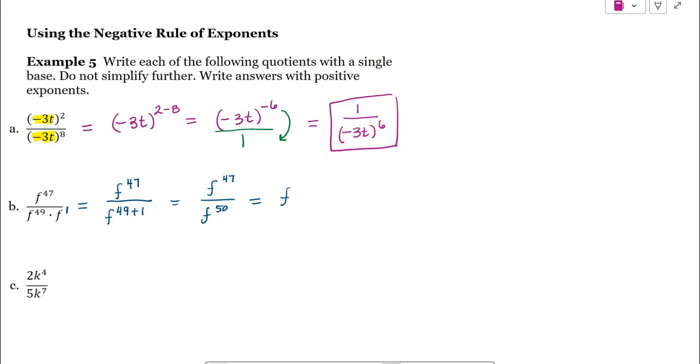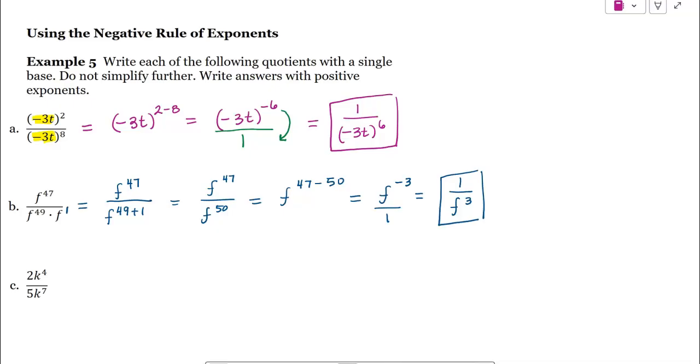The quotient rule tells us to subtract those exponents. So we have f to the negative 3rd. That negative 3 means that it shouldn't be up in the numerator, it should be down in the denominator. So to change it to a positive exponent, we'll move this downstairs.